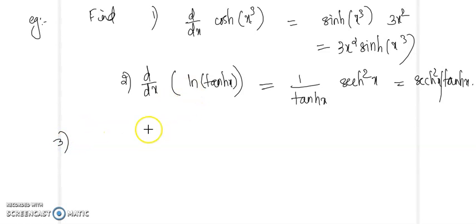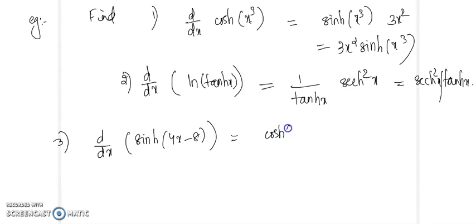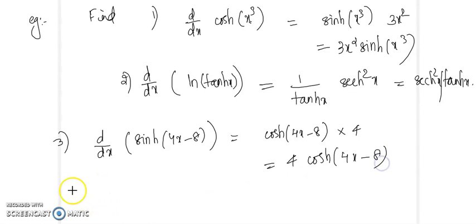Next one, if you have, say, the derivative of sinh(4x minus 8), first take the derivative of sinh, so that will be cosh(4x minus 8), then the derivative of 4x minus 8, that will be 4. So you get 4 cosh(4x minus 8).